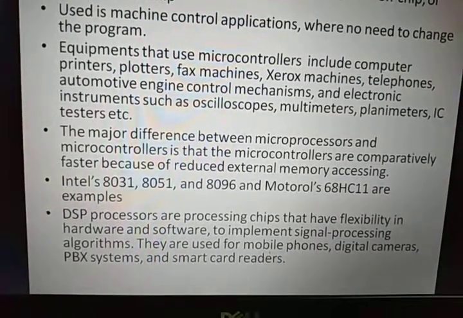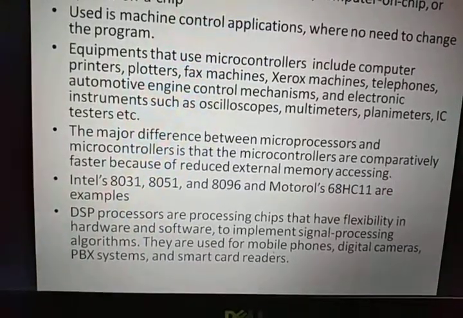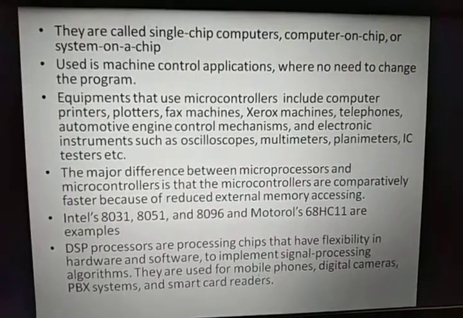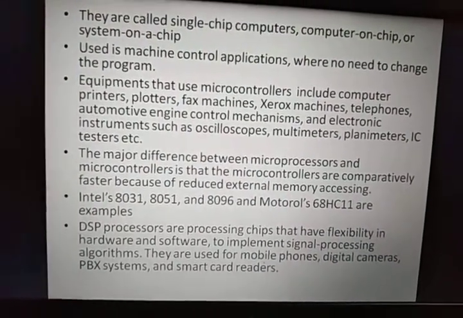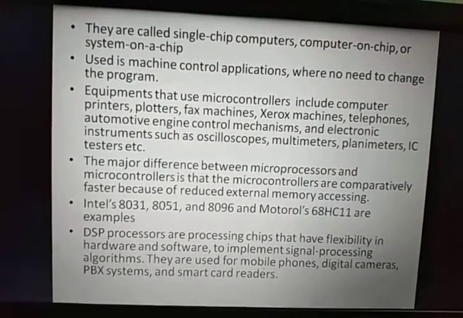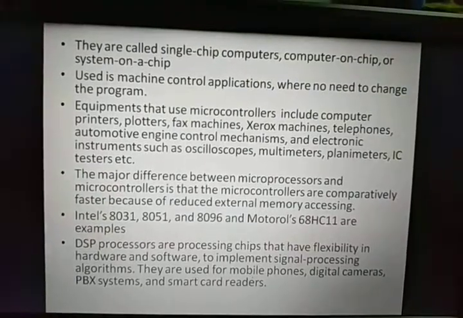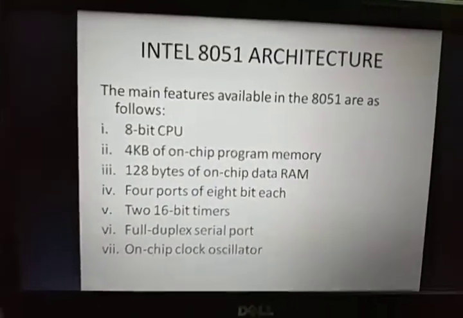And digital signal processors are processing chips where we have flexibility in hardware and software. So the microcontroller is a microprocessor provided with the inbuilt input, output, and memory units. That's why it is going to operate faster than the microprocessor. So we will have one example microcontroller, the Intel's 8051.